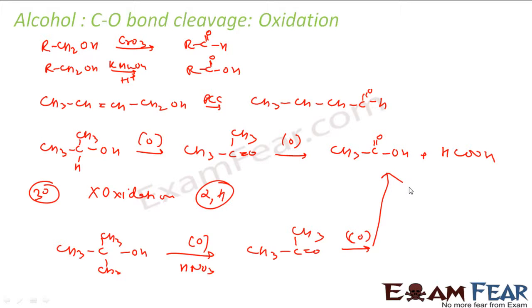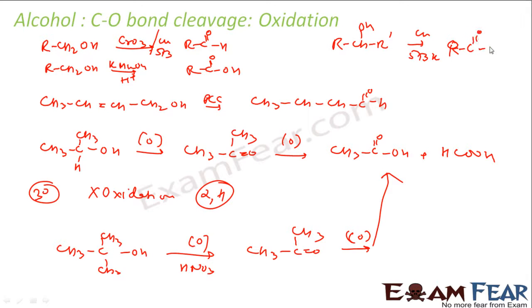Correct. Also, heated copper is used for oxidation. For example, I have RCH2OH. So instead of CrO3, I could have used copper also, at 573 Kelvin, because there is a heated copper. Correct. You can write one reaction if you want. RCHR'OH, you have copper, heat, you get RCOR'.